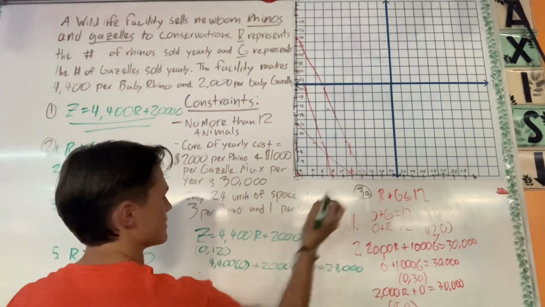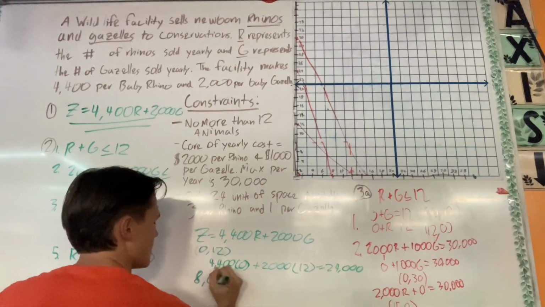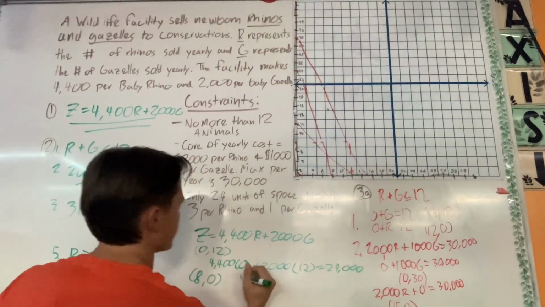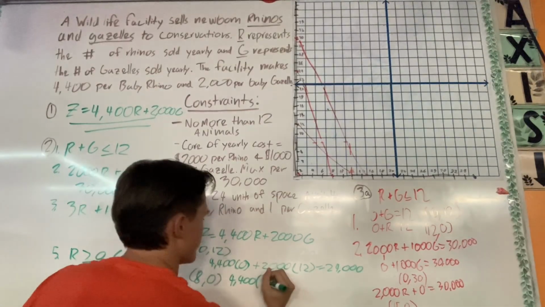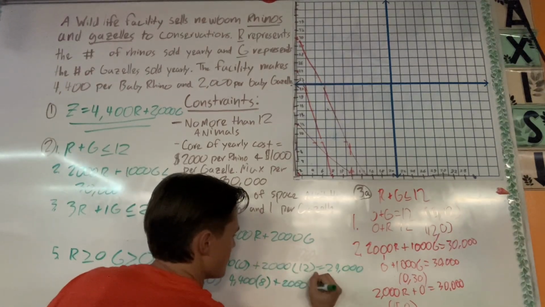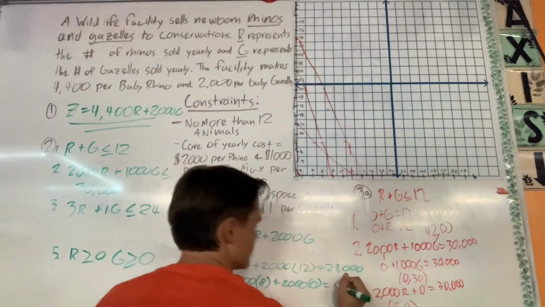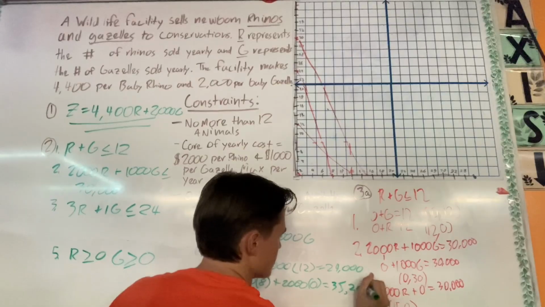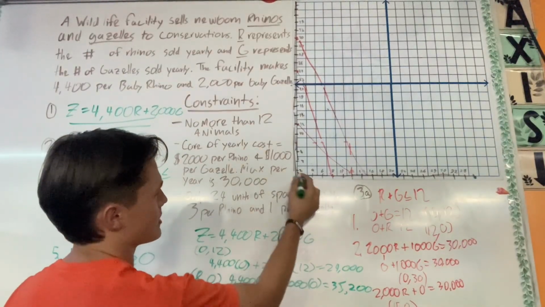Alright, and then we're going to take in our second point, 8, 0. Alright, and then we're going to do the same thing, plug it in, 4,400 times 8 plus 2,000 times 0 is actually going to be bigger. It's going to be 35,200.